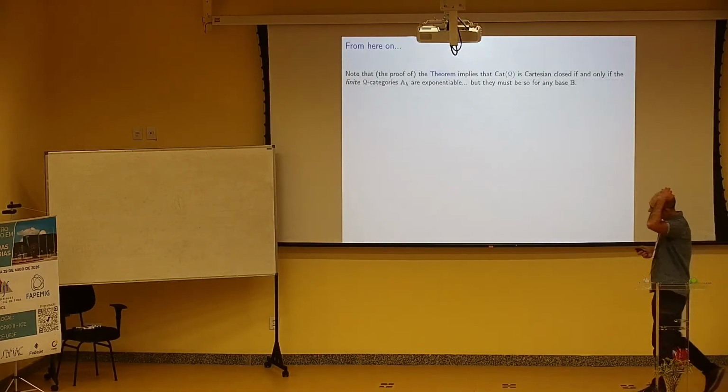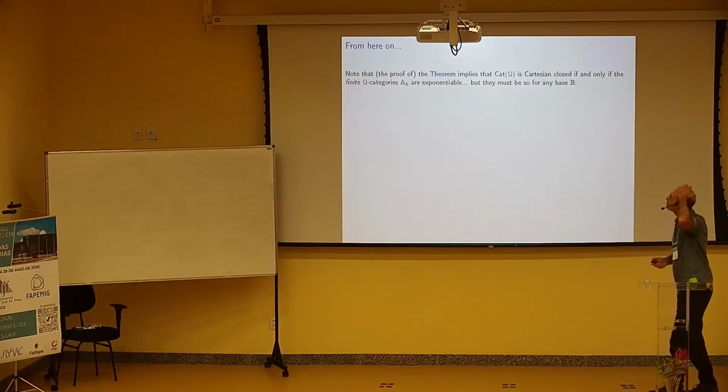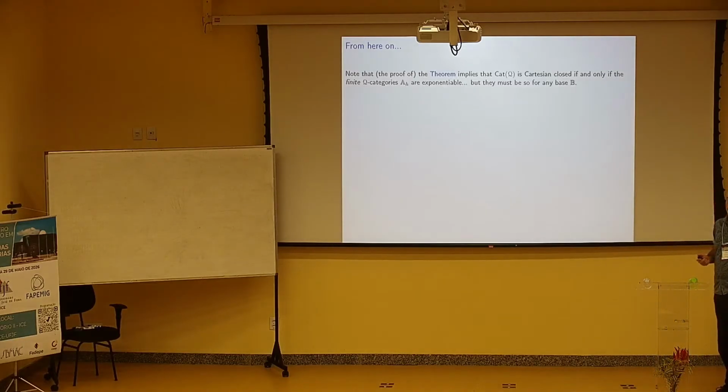Okay, so where to go from here on? Thank you. So the proof of the theorem, which I more or less gave completely, so it's really not much more difficult than what I showed you. The proof of the theorem implies that Cat Q is Cartesian closed if and only if the finite categories, the sort of categorical embodiment of arrows in Q, if you want, are exponentiable. And these categories are finite. They have a finite number of objects and only one arrow. I mean, it's difficult to be more finite than that.